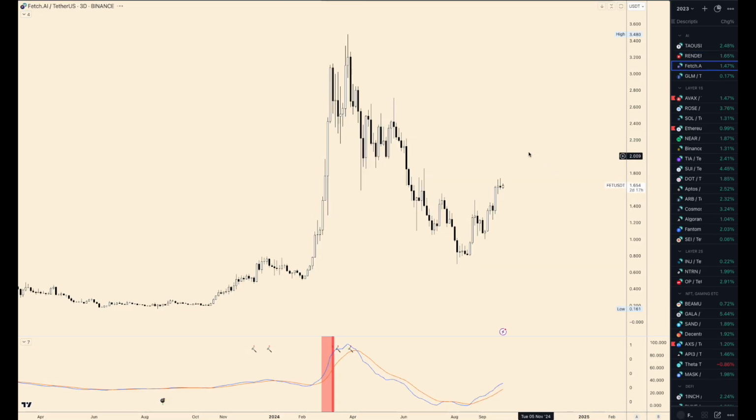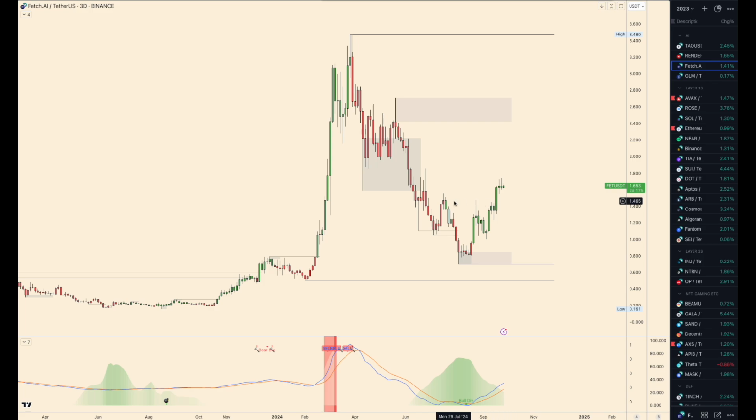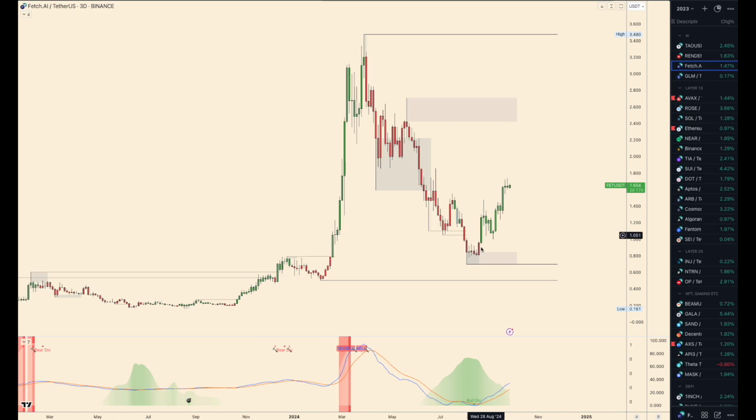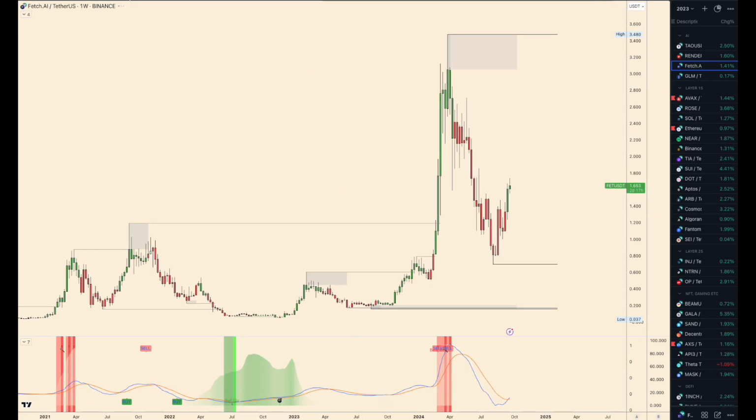Okay, that's the idea. FET is looking much better. I think it was leading, but it stalled, so I'm not really certain here. This is a 3-day. Let's see the week, right?